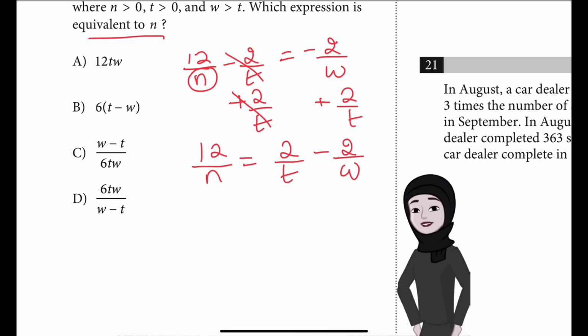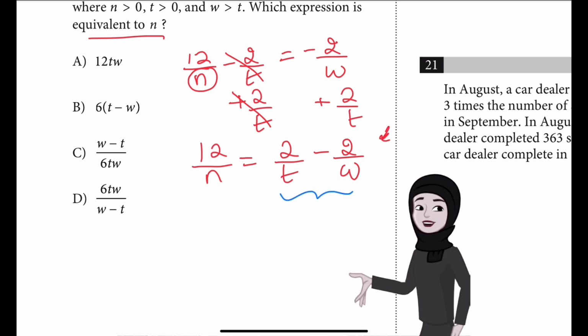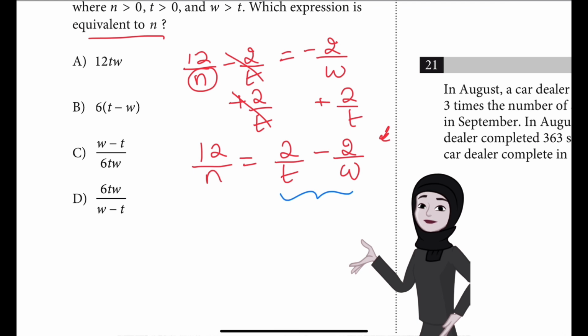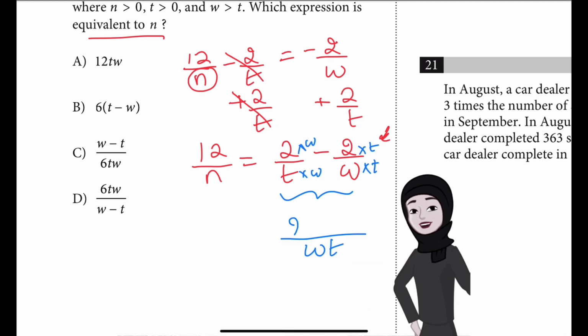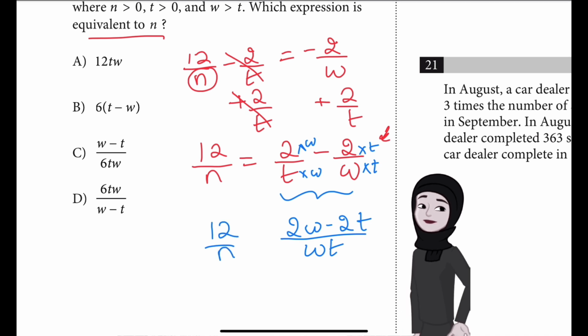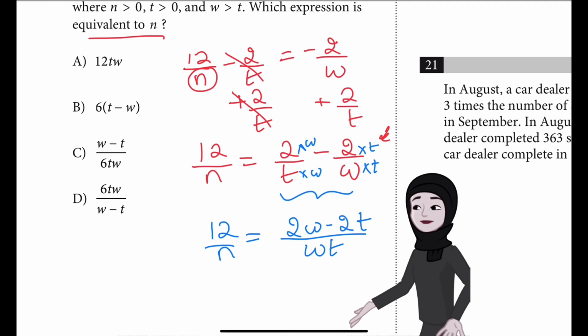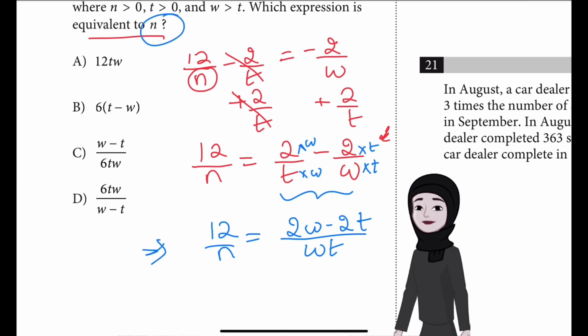We have to have a common denominator so that we can subtract these two terms which are on the right hand side. We can multiply both the numerator and denominator by t. That way we will have wt as the common denominator and 2w minus 2t. 12 divided by n is equal to this.